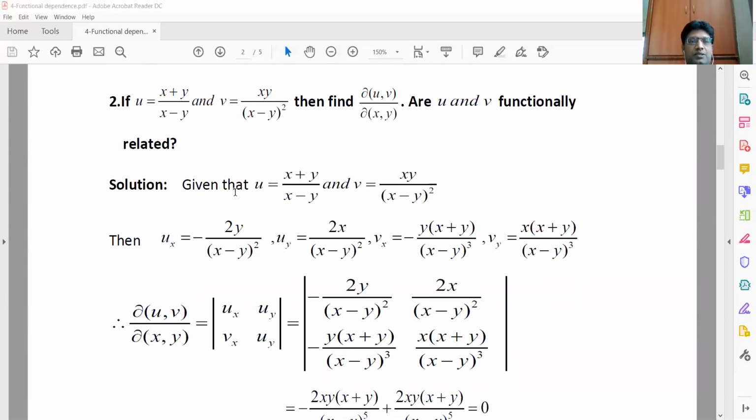Next, u is this and v is this one. Then find the Jacobian of u, v with respect to x, y. And the question asks, are u and v functionally related? They are functionally related whenever the Jacobian is 0. So u equals (x plus y) by (x minus y), and v is xy by (x minus y)... this is given. So first find the Jacobian of u and v: dou u by dou x, dou u by dou y, dou v by dou x, and dou v by dou y. So 4 derivatives are calculated here.